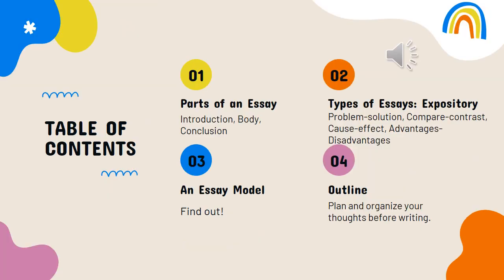Here is the table of contents for this lecture. The first part will be looking at the parts of an essay: the introduction, body, and the conclusion. Second, we'll be talking about the types of essays. Mainly, we'll be focusing on expository writing. Different types of expository writing would be problem solution, compare contrast, cause effect, and advantages and disadvantages. The third part would be an essay model, and at the end we'll be looking at the outline and how to plan our ideas and thoughts before starting our writing.